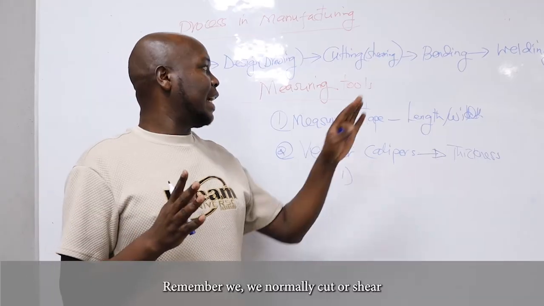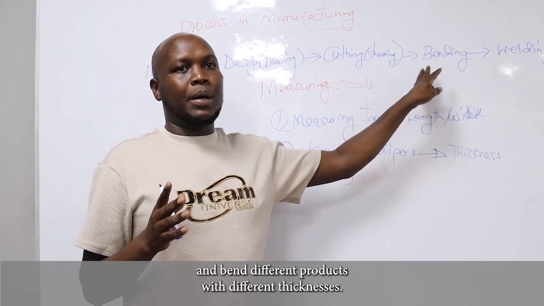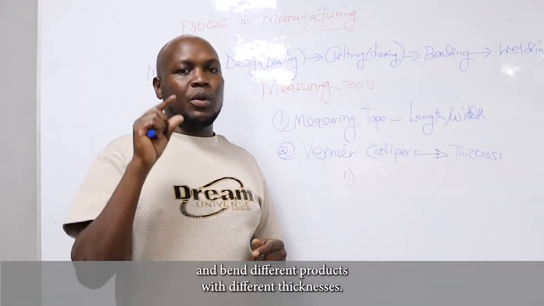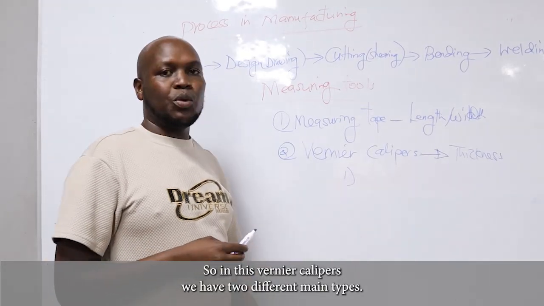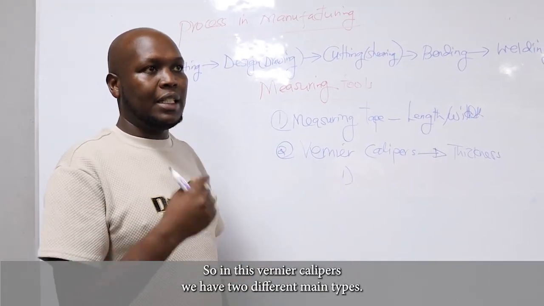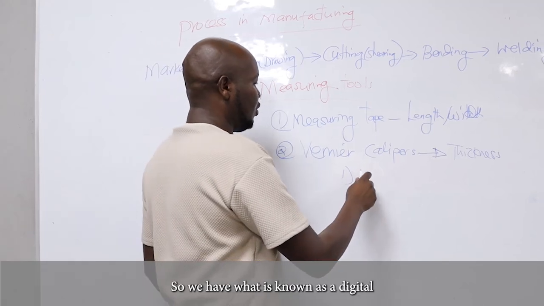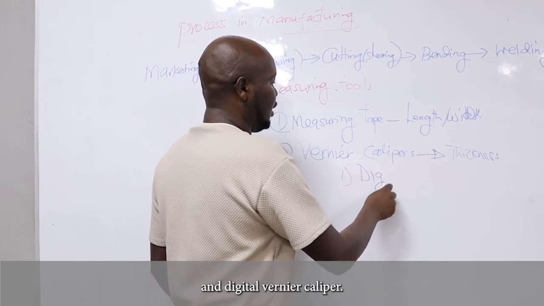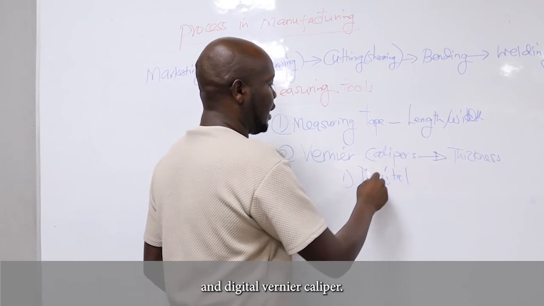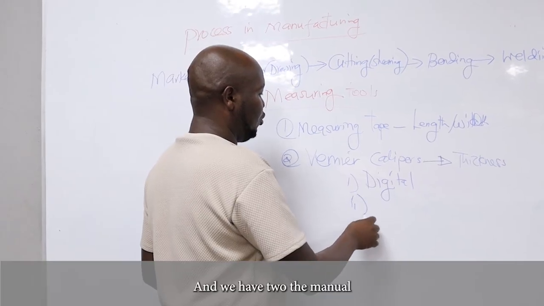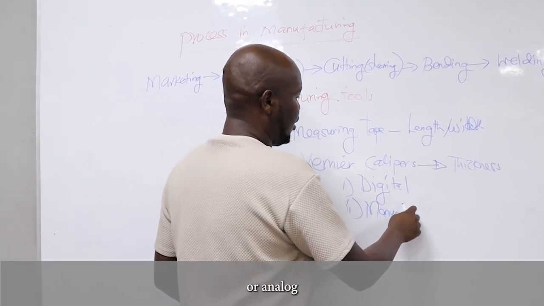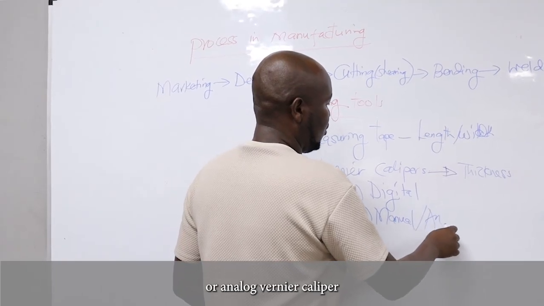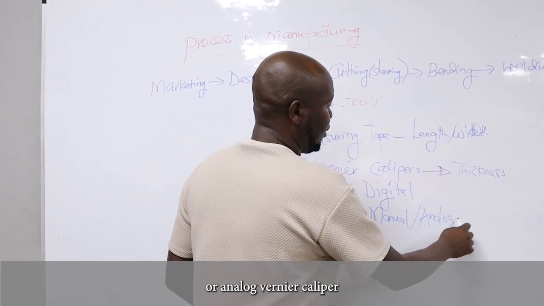Remember, we normally cut or shear and bend different products with different thicknesses. In these vernier calipers, we have two main types. We have the digital vernier calipers, and the manual or analog vernier calipers.